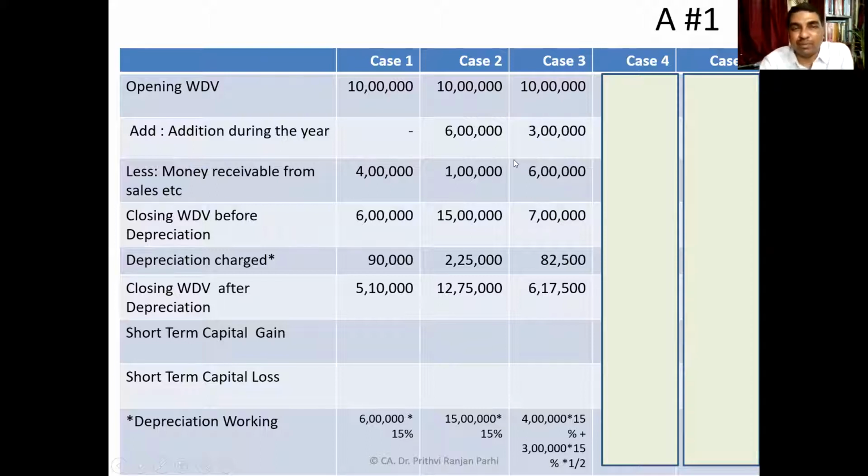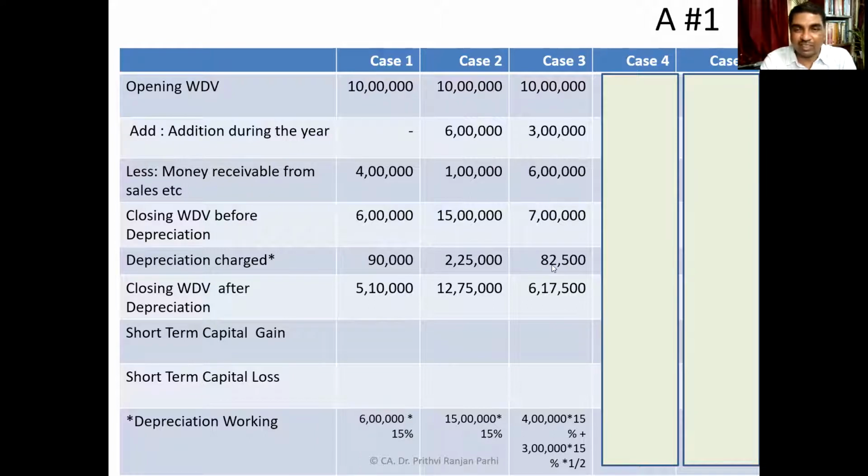The money receivable from sales is 6 lakh rupees. Closing WDB you see comes to 7 lakh. But the 7 lakh rupees includes 3 lakh rupees for the asset which is put to use for less than 180 days. So for 3 lakh rupees, we'll charge half of depreciation. How much will be charged? 15% into half. And the balance 4 lakh rupees, how much will be charged? Entire 15%. So this is how depreciation can be computed, as you can see here.